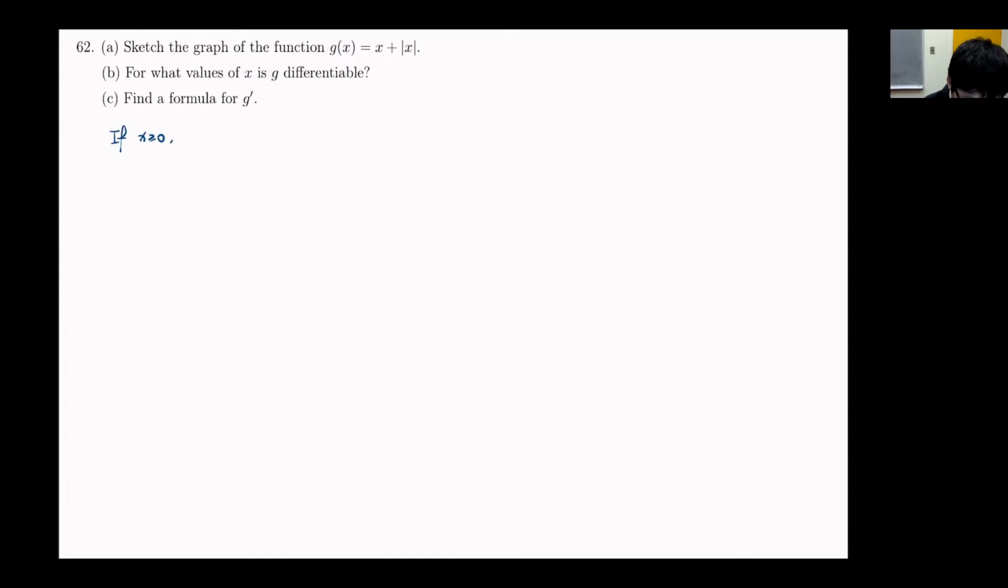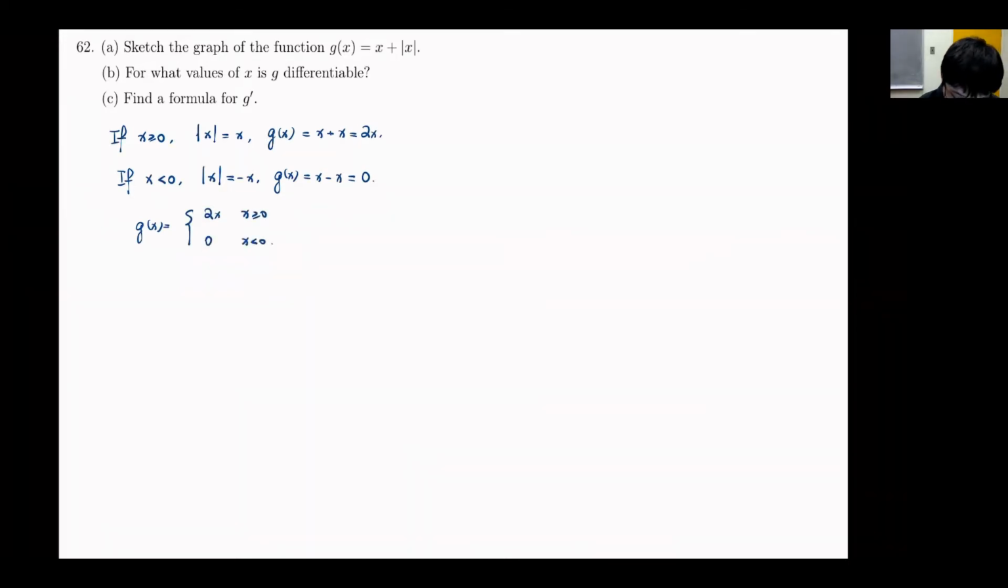So if x is greater than or equal to 0, in this case, absolute value of x equals x. So g of x is going to be x plus x, and the answer will be 2x. On the other hand, if x is strictly negative, in this case, absolute value of x equals minus x. So then g of x is going to be x minus x, and the answer will be 0. So therefore, we have got the piecewise function g of x. It takes 2x when x is greater than or equal to 0, and it takes 0 when x is strictly less than 0.